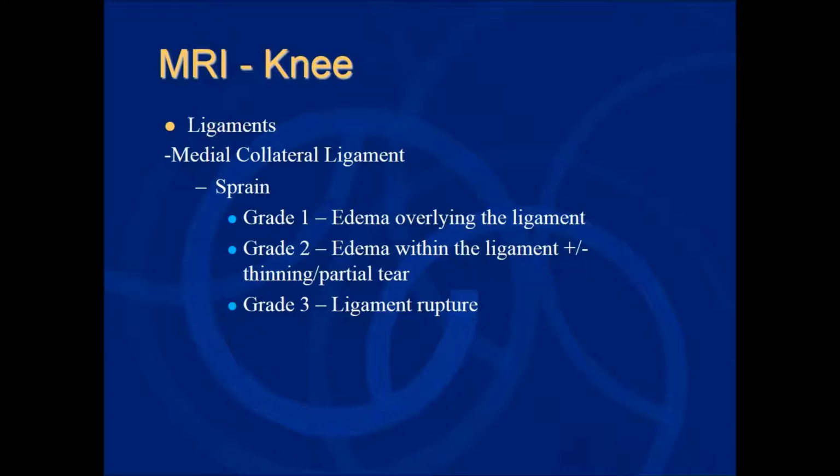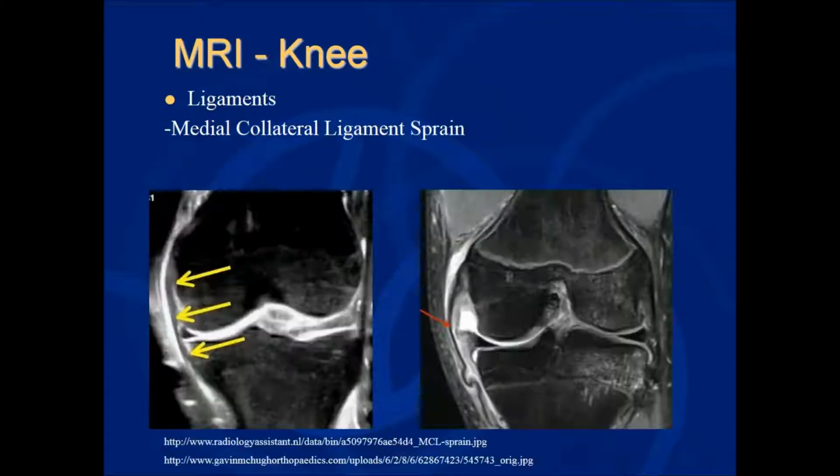Abnormalities you can see involving the medial collateral ligament follow a similar pattern of ligamentous abnormalities you can see elsewhere. Low-grade tears of the medial collateral ligament generally show edema overlying or superficial or medial to the medial collateral ligament. Moving up to higher grade, you have edema actually within the ligament with thinning of the ligament or partial tear. Grade 3 or high grade, you have a complete ligament rupture.